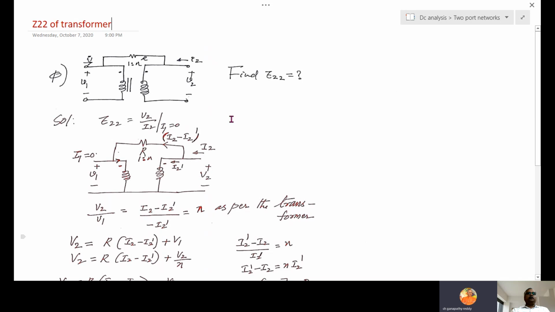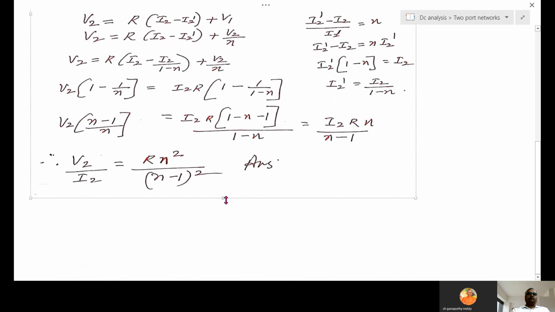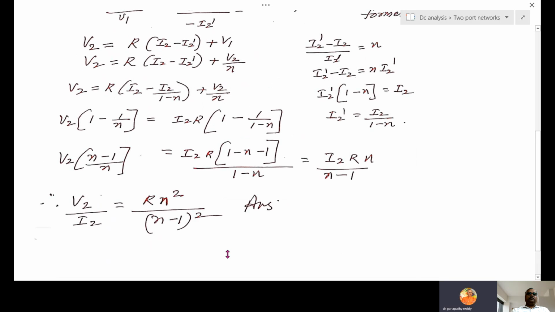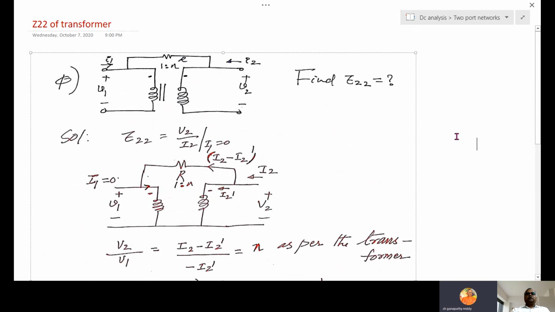So this is another interesting model. Find Z22. Here is a transformer. In this transformer, resistor R is connected here. So there is a resistor R here, and this one is a transformer 1:n. V1, I1, V2, I2 are given. Find Z22. What is Z22? V2 by I2 when I1 equal to 0.